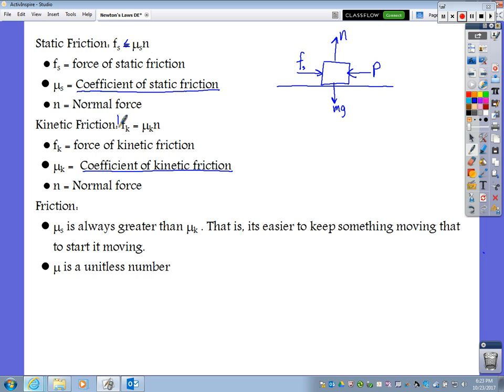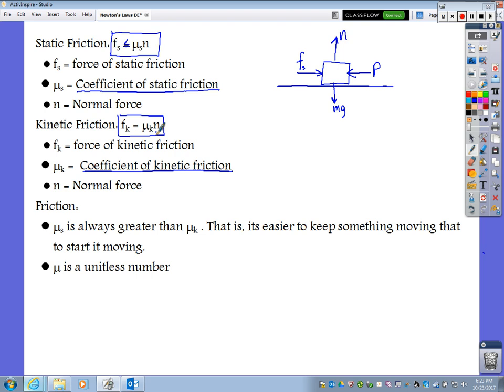The equation looks almost the same for kinetic friction, except that we have subscripts k, and we don't have the less than or equal to. Mu k and mu s are just numbers that we look up in a table. They depend on how sticky the two surfaces are. N is the normal force. That depends on how much the two surfaces are being pushed together. A couple things about mu.